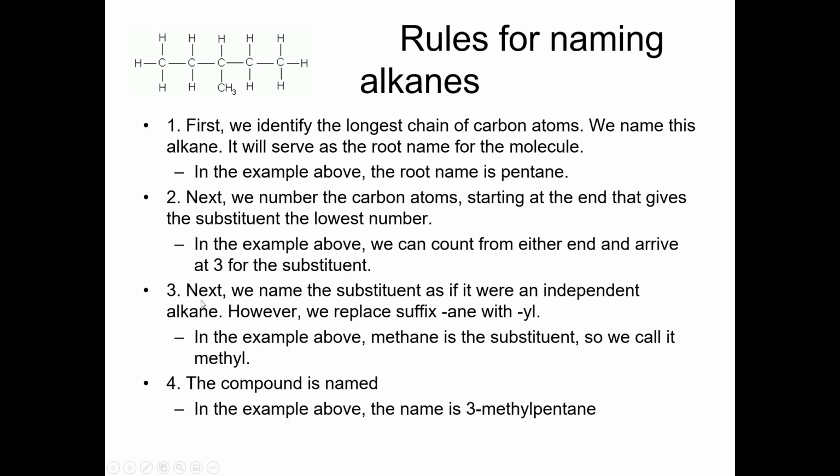So our next step, we name the substituent as if it was an independent alkane. So if we looked at this one, it's 1 carbon long, and we know that an alkane with 1 carbon in it is meth. And this time we're not going to say ane, because it's a substituent group, it's going to get the suffix of yl, and this becomes known as methyl. And then we combine everything together, we combine all that information. So we know we have a methyl group, we know it's on carbon number 3, and we know our root name is pentane. Putting all that together, we get 3-methylpentane.